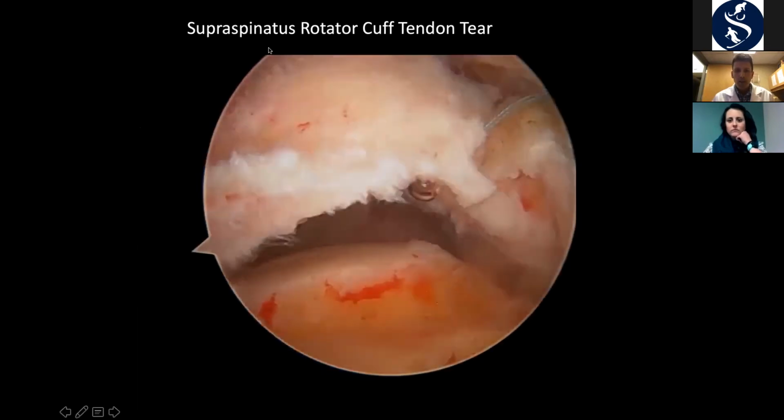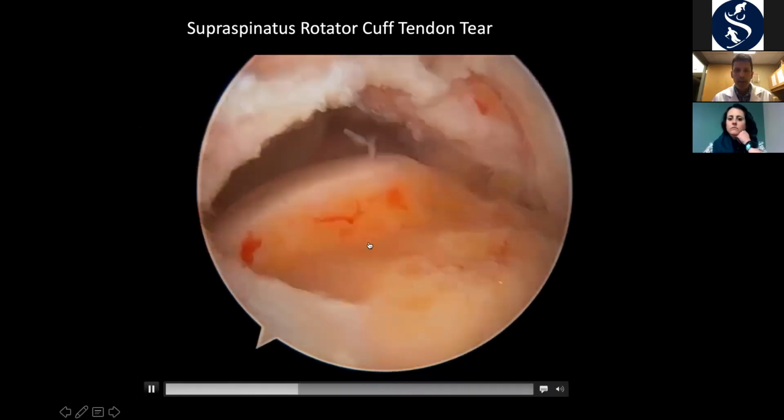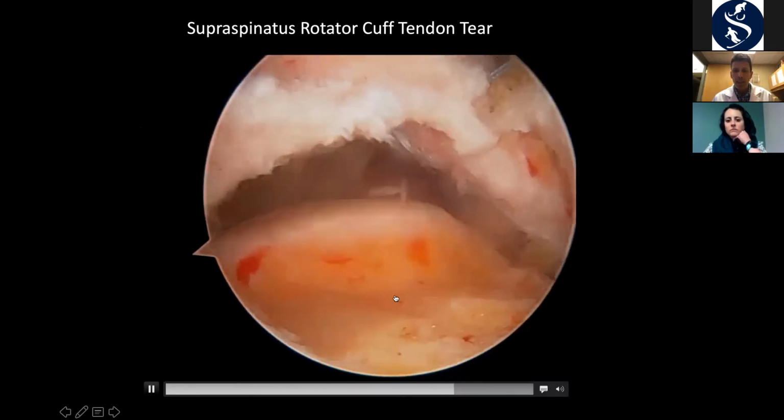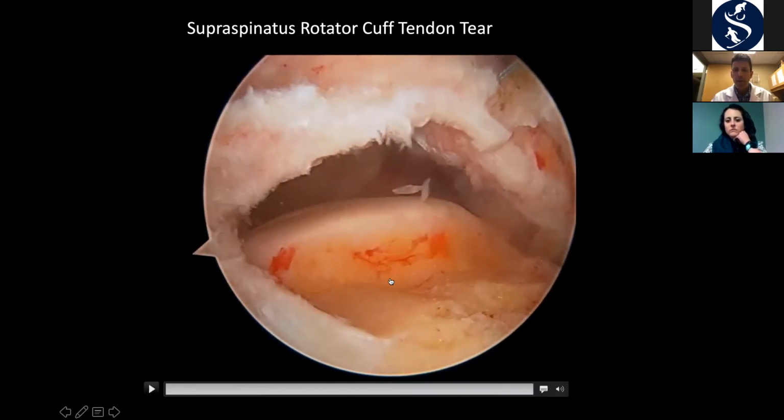So here's the torn tendon up here. Here's the bone down here. And I've actually prepared the bone. You can see the bone is all bleeding. So I use this high-speed burr on the bone. We want to get all your stem cells out of the bone. And then the goal is to get this tendon reattached down here to the bone.